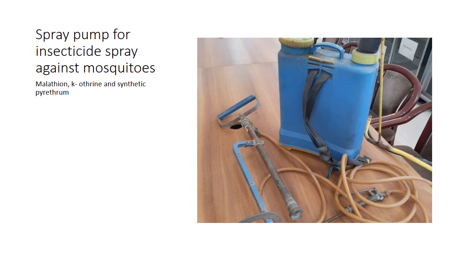This instrument is used for residual spray. Variety of insecticides like synthetic pyrethrum, malathion, keothrine are prepared with adequate strength and filled in such a container. With the use of a stirrup pump, the inside walls of bedroom, kitchen and drawing room are sprayed with insecticide. This is called indoor residual spray.